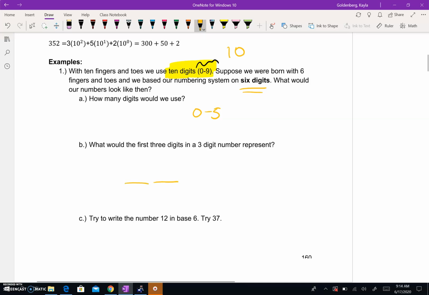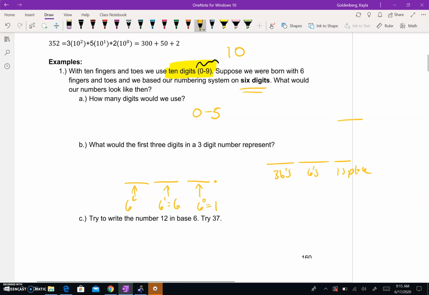So if I think about 3 digits, right? This one, if we follow the formatting, instead of 10, it would be 6 to the 0, which is 1. So this is our ones place, right? Sometimes I like doing just ones place, like that. This one would be 6 to the first, so this is our sixes place. And this would be 6 squared, so this would be our 36s. It's really weird to think about.